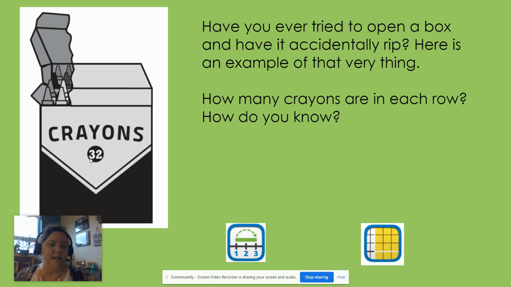Notice that it says 32 are the total that are in the box, and you can see there's 4 going back, so we know there's 4 rows. We don't know how many are here, how many columns we have, but we do know that there's 4 rows. We know it's going to be equal numbers, and the total's going to be 32.